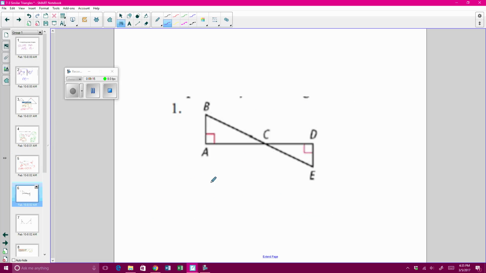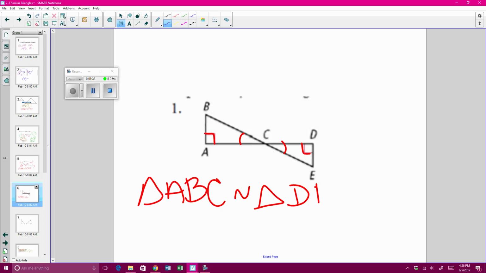So for these, we're just going to say if they're similar to each other and then write a similarity statement. Remember, whenever you see this bow tie, you're going to look for vertical angles, which you will find here and here. And so all right angles are also congruent to each other. So that's another set of congruent corresponding angles. And so yes, triangle ABC is similar to triangle DEC.